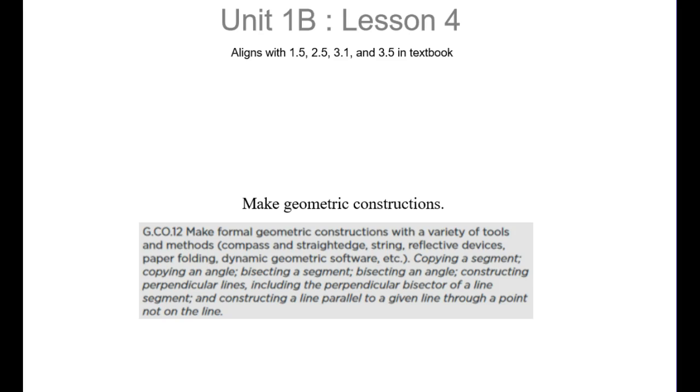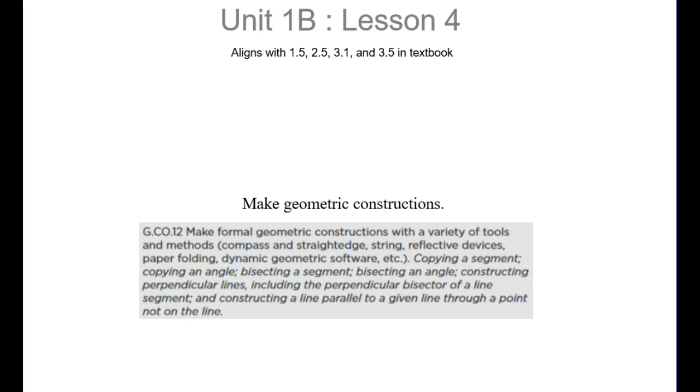The standard we're going to focus on is make formal geometric constructions with a variety of tools and methods: compass and straight edge, string, reflective devices, paper folding, dynamic geometric software. So copying a segment, copying an angle, bisecting a segment, bisecting an angle, constructing perpendicular lines, including the perpendicular bisector of a line segment, and constructing a line parallel to a given line through a point not on the line.